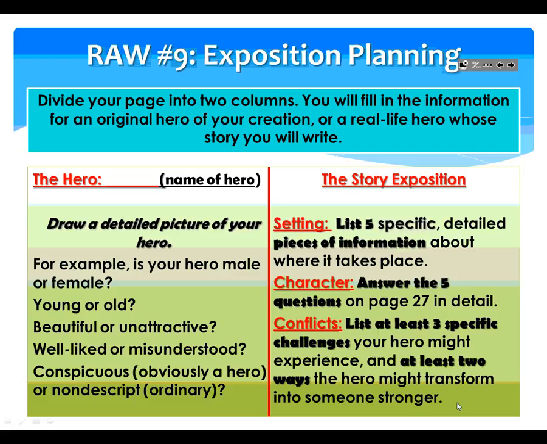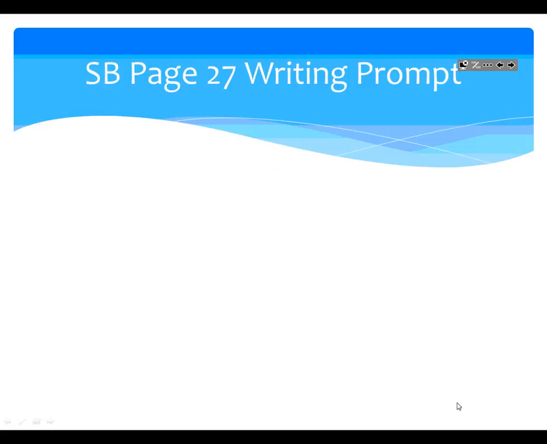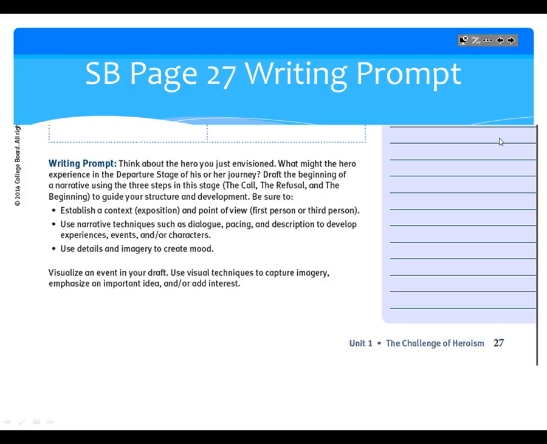After we spent a chunk of time with our RAW notebook pre-writing the idea of our hero and this exposition, the next thing we did was look at our prompt in Springboard, all the way at the bottom of page 27. We diffused the prompt, so we pulled out the key information. The first important piece was understanding precisely what we need to write in the beginning of our hero's story. We needed to include the departure stage, which has the call to the adventure, the refusal of the call, and the beginning.